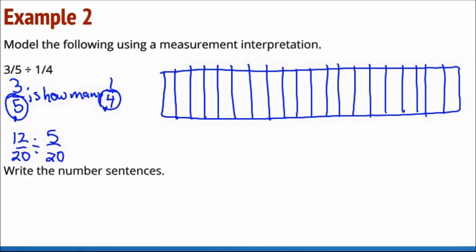And it says here that I will have 3/5, which is 12 20ths. 1, 2, 3, 4, 5, 6, 7, 8, 9, 10, 11, 12. All right, here is my 12 20ths. And I am trying to answer the question of how many 5 20ths there are. 1, 2, 3, 4, 5. So there's 1. 1, 2, 3, 4, 5.